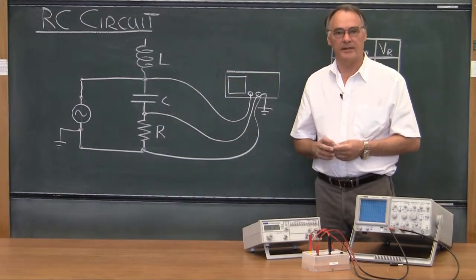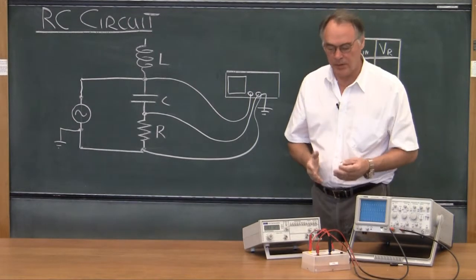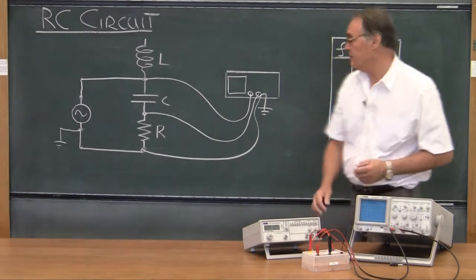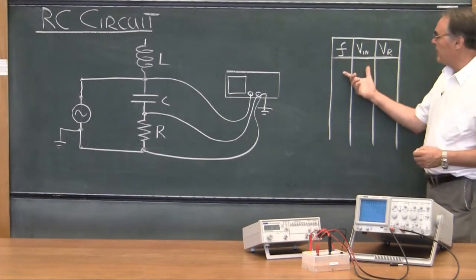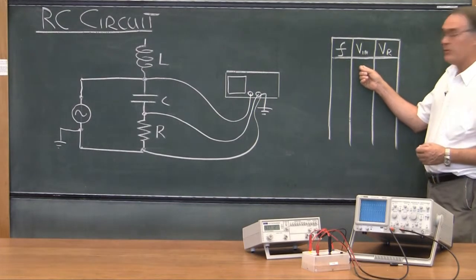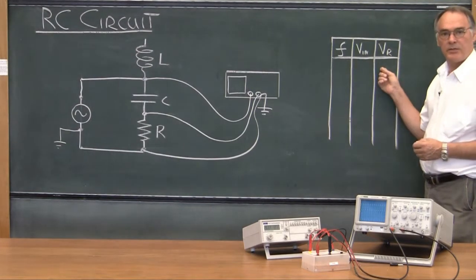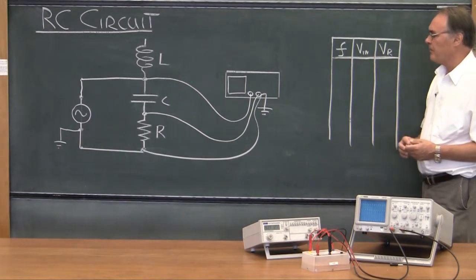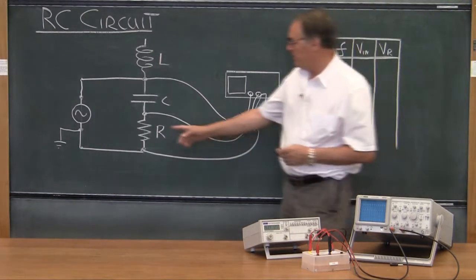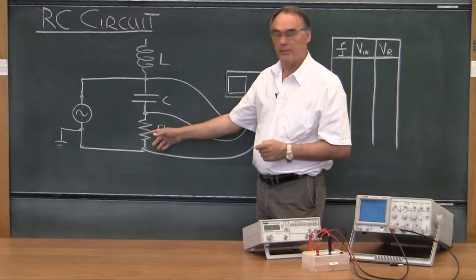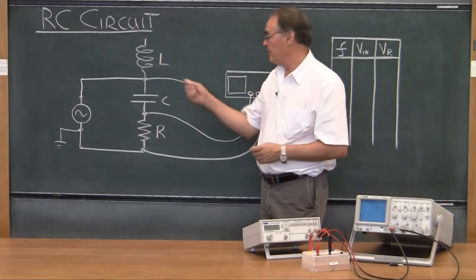Now to collect the data. What you're going to be doing is you're going to vary the frequency on the function generator, and you're going to tabulate for different frequencies the input voltage as well as the resistor voltage. You'll use this family of readings as well as the value of that resistor, which you're going to get by using a multimeter in the lab to determine the capacitance.